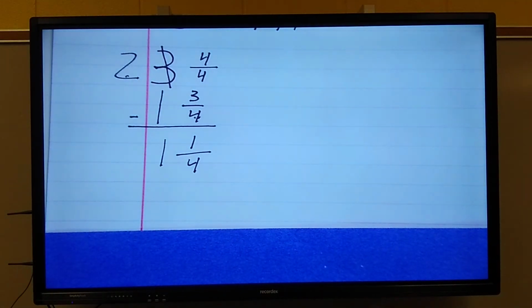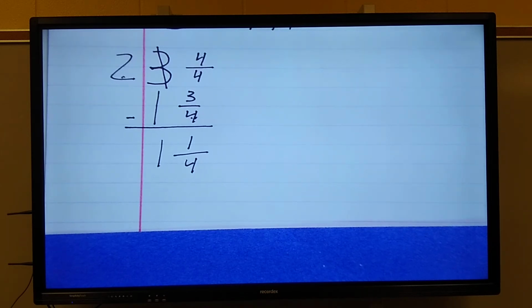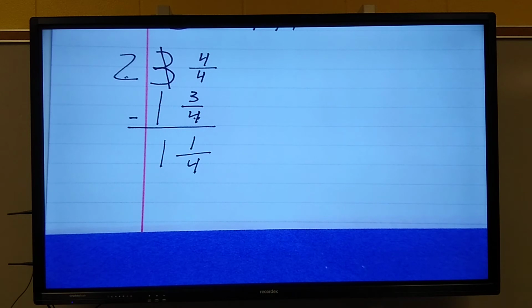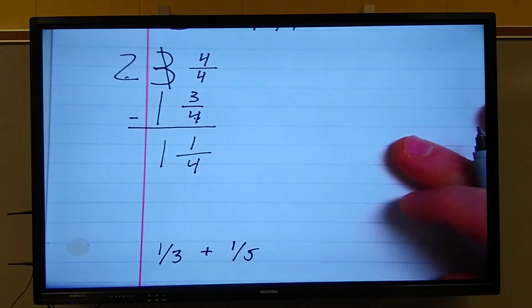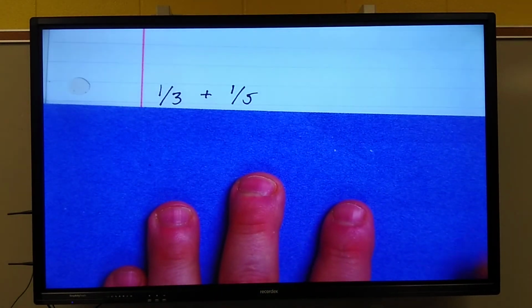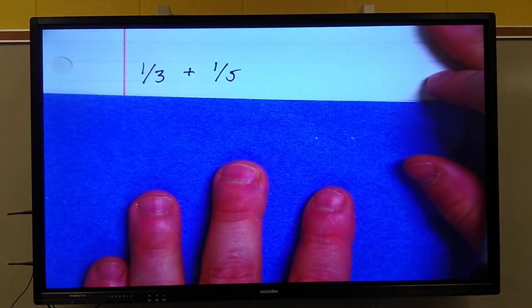Is this in simplest form? Yes. Is this improper fraction? No. 1 1/4 is your answer. Easy. All right. Last one for today for practice and for review. 1/3 plus 1/4. Do that now. Pause video.